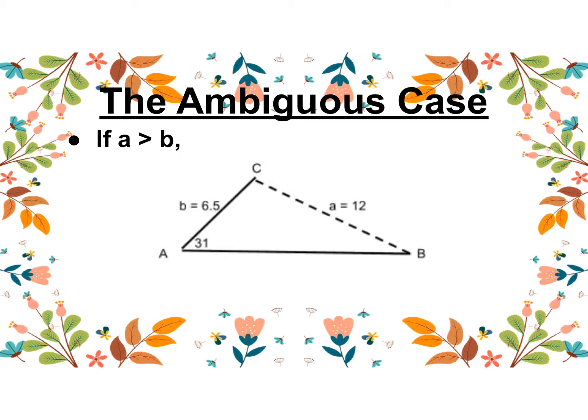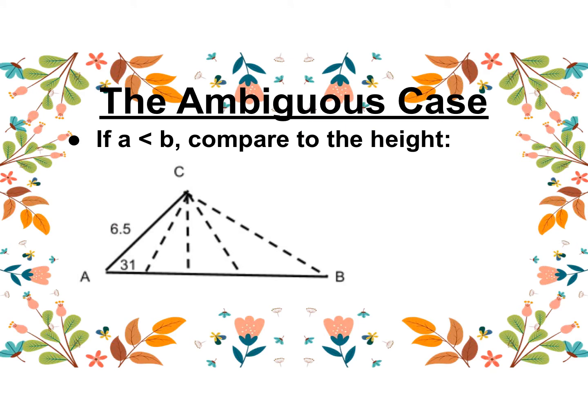So let's look at all the different possibilities. If A, now remember A is the side across from angle A, if side A is bigger than side B, you will just have one triangle. Just go ahead and do it, and no problem. But if A is less than B, and again, all these dotted lines could represent A, so we kind of just talked about that one. That's going to give us one triangle. But now the others, we need to compare to the height. And now remember, the height is the perpendicular. So that means we need to find the height first.